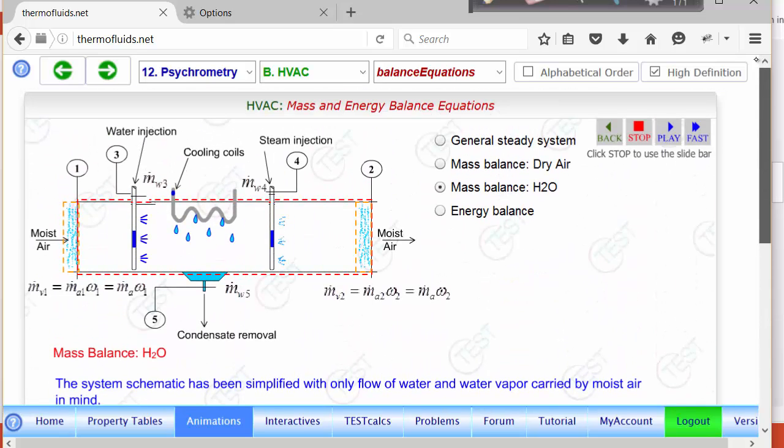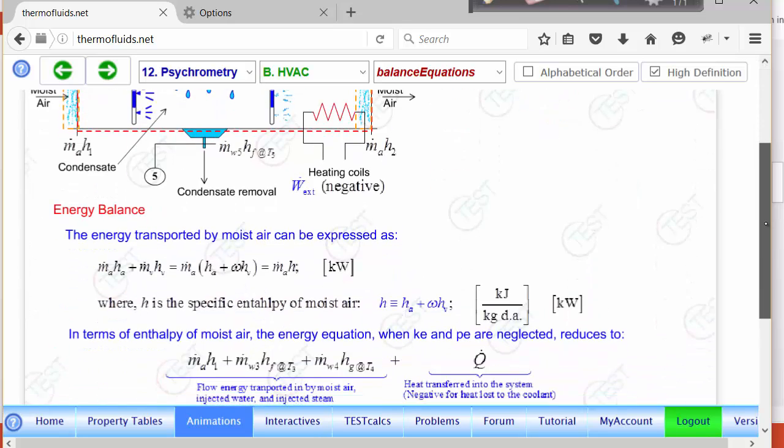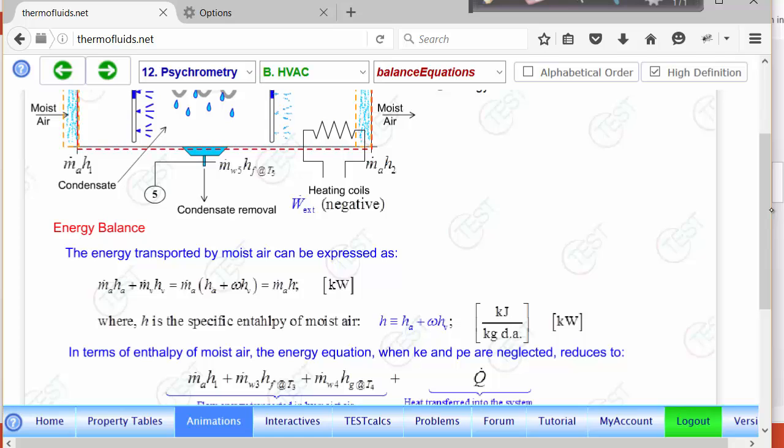Okay, so now let's look at the energy balance. First of all, to understand the energy transported by moist air, you have to think, well, whenever moist air is flowing, it has two components. One is vapor that is flowing, and another is dry air. So you can see the enthalpy carried, the flow energy carried by a flow of moist air. If you sum them up, the energy carried by dry air and vapor, it's very simple to understand.